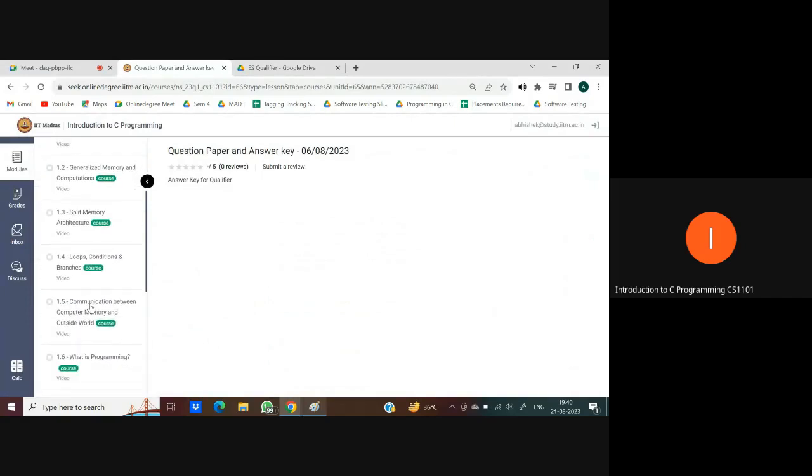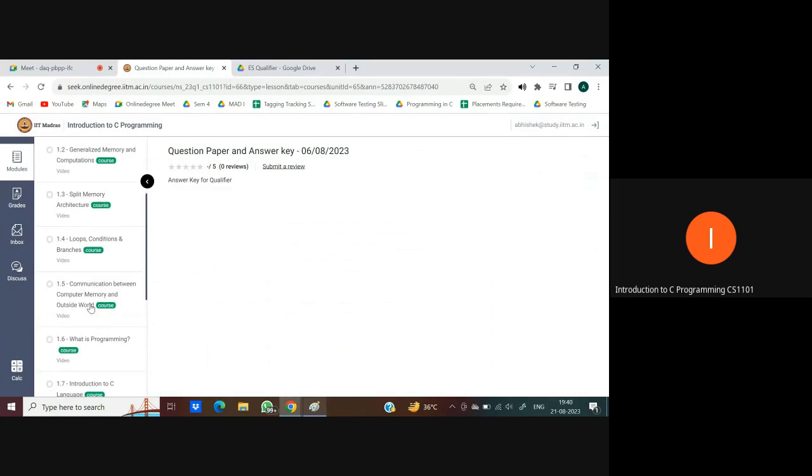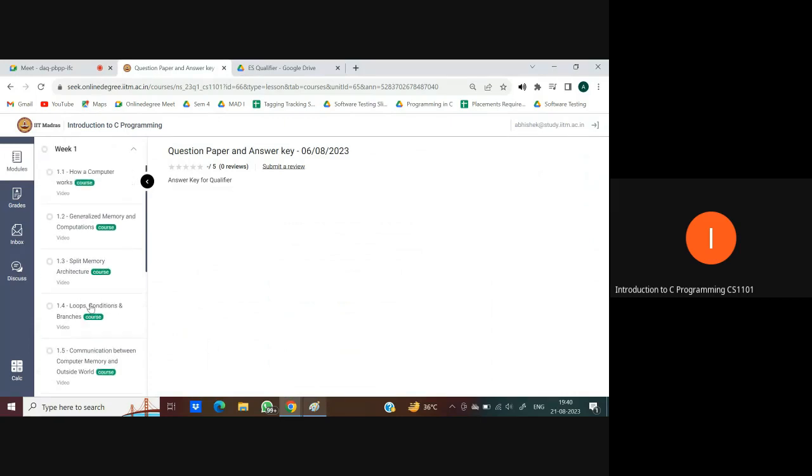Okay, so week 1, I would say that it is all related to theory. I don't think there is much logical, at least as far as week 1 is concerned. We have this split memory architecture, where we try to split the main memory and use the registers so that we get the fastest access to the values and can do fast processing.